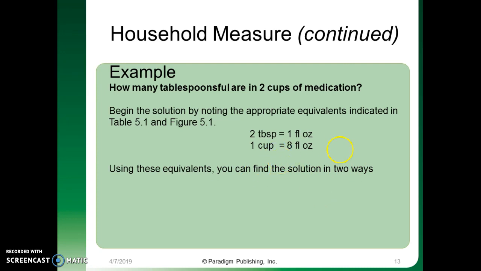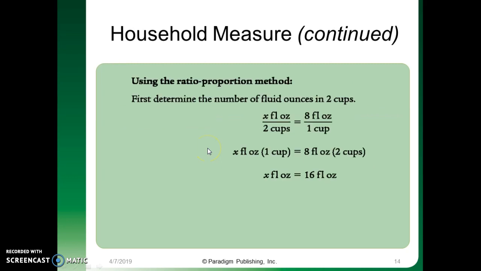Again, looking at our figures and tables, we know that 2 tablespoons are equal to 1 fluid ounce, and we also know 1 cup is equal to 8 fluid ounces. So here we have to use 2 different types of measurements in order to find out how many tablespoons are in 2 cups. Using ratios and proportions, 8 fluid ounces are on top and our cups are on the bottom. First we have to determine how many fluid ounces are in 2 cups before we can find out the tablespoons.